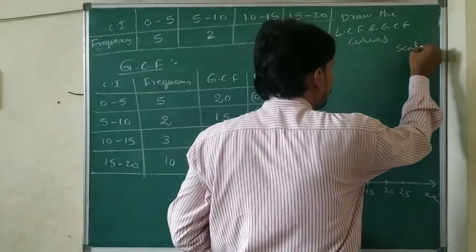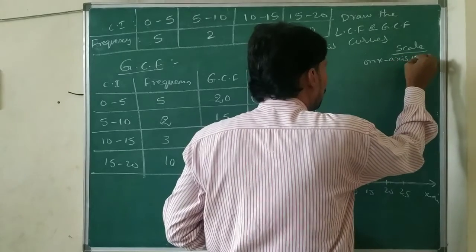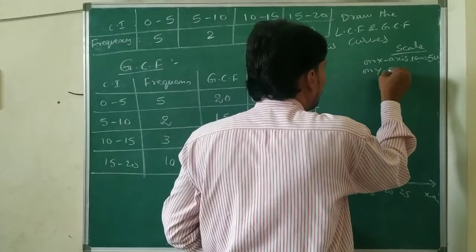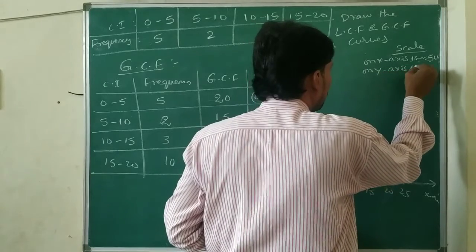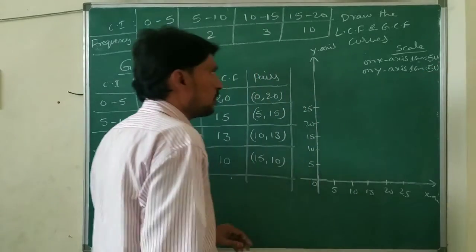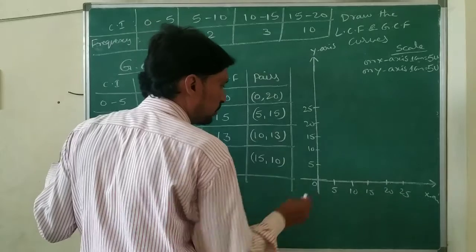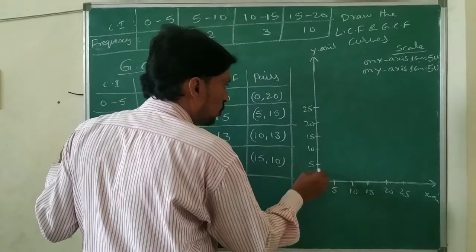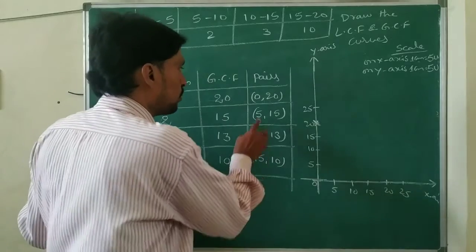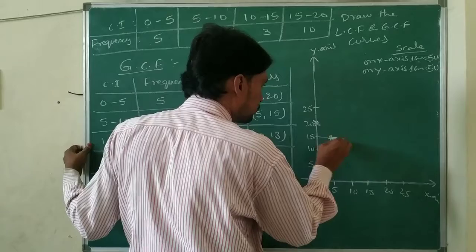Scale. On the x-axis, 1 centimeter equals 5 units. On the y-axis, 1 centimeter equals, here also we took, 5 units. Now you can take the points. The pairs you have to take: (0, 20). Here the x coordinate is 0 and the y coordinate is 20. Next one is (5, 15). The x coordinate is 5 and y is 15.